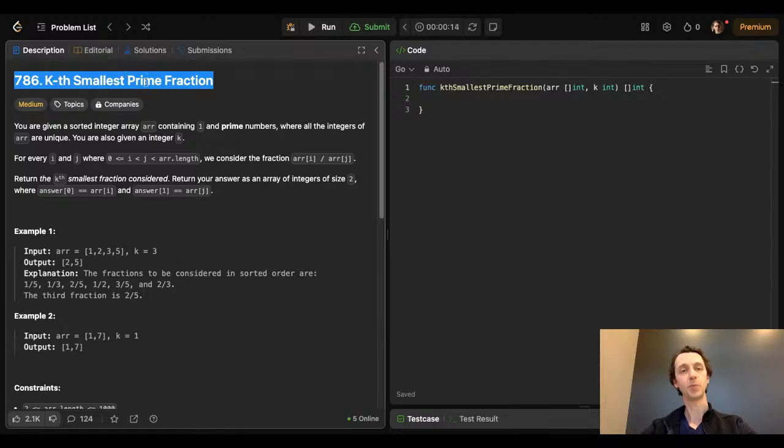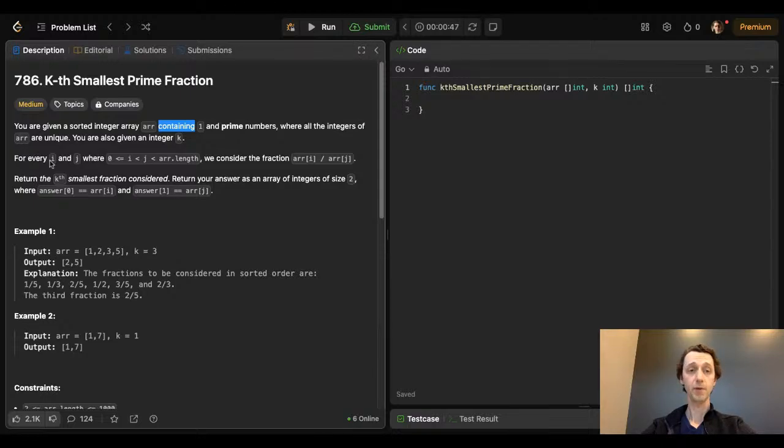786, smallest prime fraction. I like problems with primes. You are given a sorted integer array. Sorted integer array. Okay, that sounds like binary search already. Containing 1 and prime numbers, where all the integers of the array are unique. You're also given an integer k.